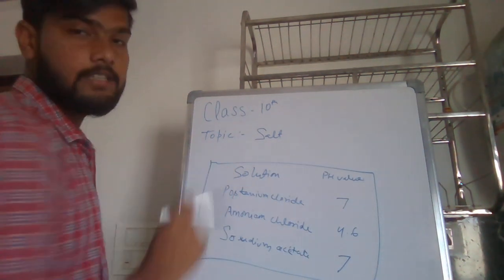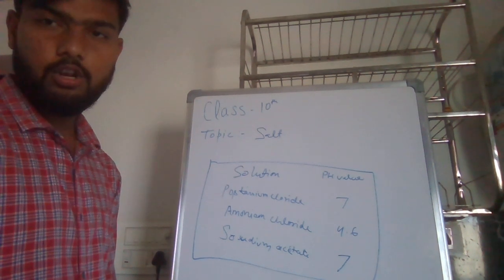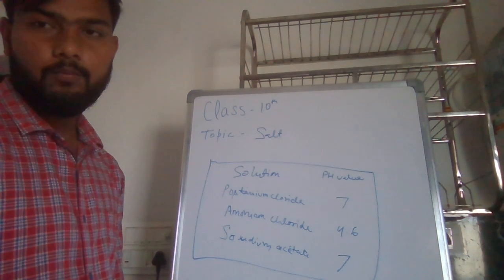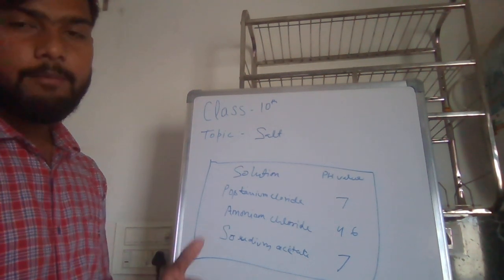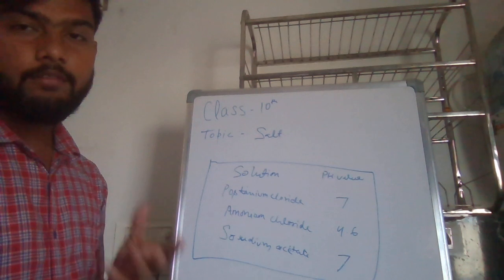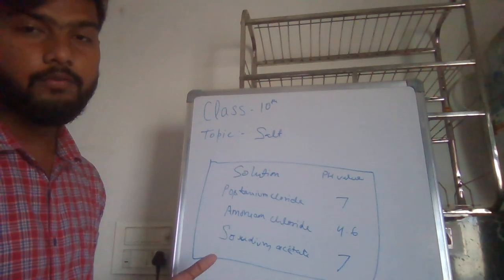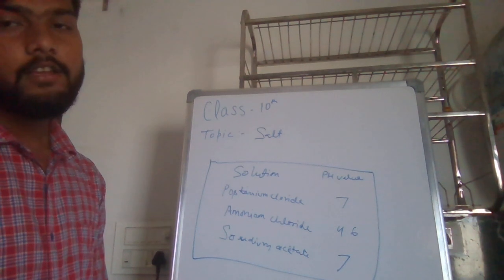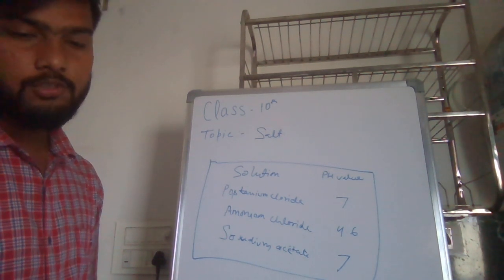Okay, so this is the solution, and the pH value of the solution. Now tell me, what is the nature of the above solution, and how do you distinguish between each salt from each other? Here we will come to know about types of salt.